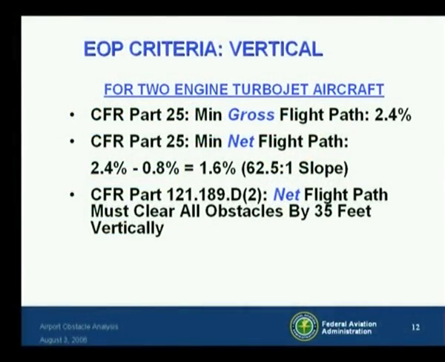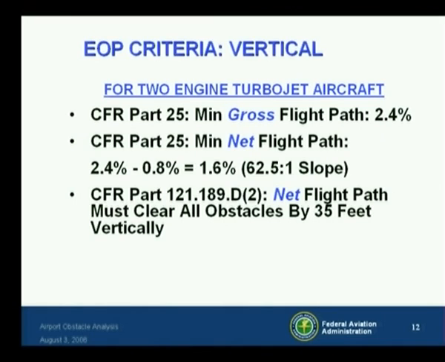CFR 25, the regulation that talks about aircraft certification. And in the case of large airplanes, we're talking CFR 25. It talks about something called gross and net flight paths. It's an aircraft certification requirement. All this really means is the aircraft must have the performance to get up and go and clear obstacles. Now, CFR Part 25 prescribes something called a minimum gross flight path of 2.4%. That's just a rise over run exercise where for every 100 feet you've got to be 2.4 feet in the air during the climb.